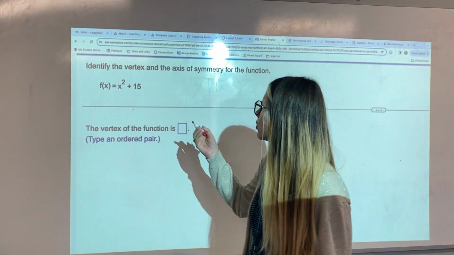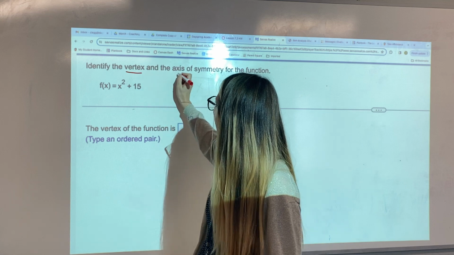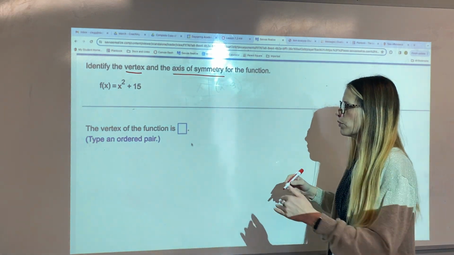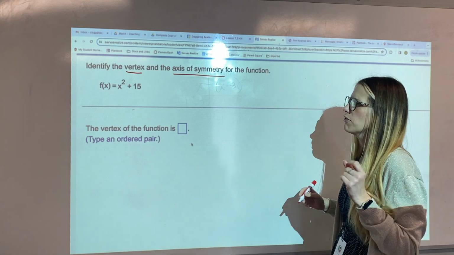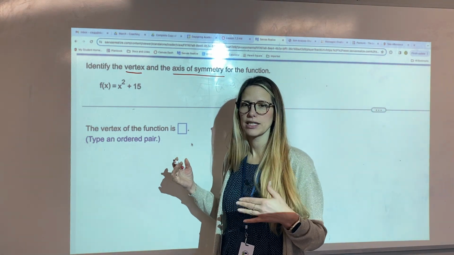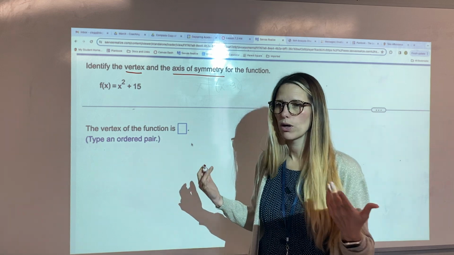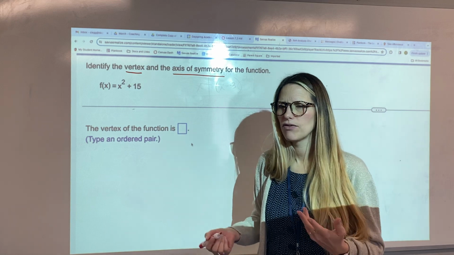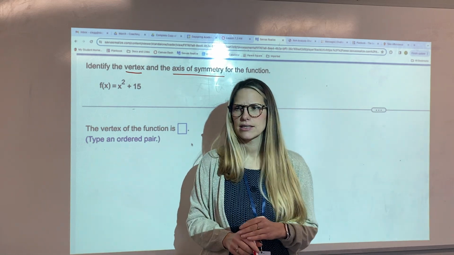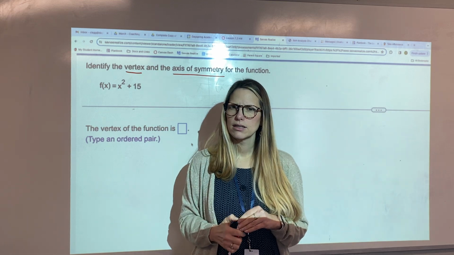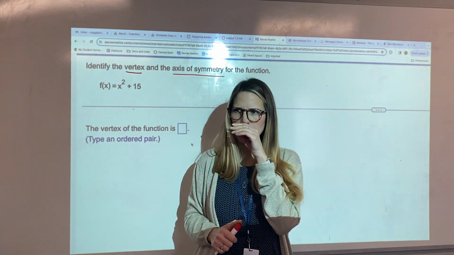It is asking for both the vertex and the axis of symmetry, but we're going to answer them one at a time. First, let's define each one of these terms so we understand what we're actually looking for. Somebody describe what a vertex of a quadratic function is. There are a couple of different ways to describe it. You can raise your hand or you can shout it out.